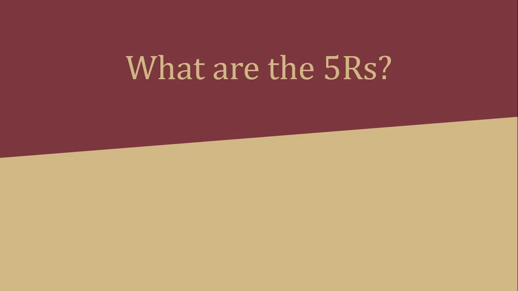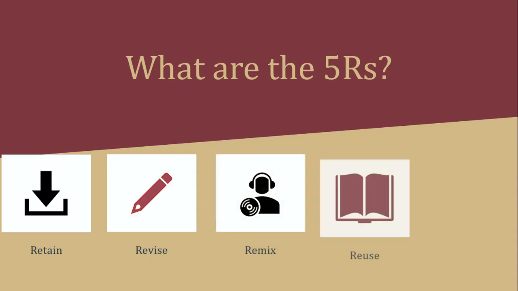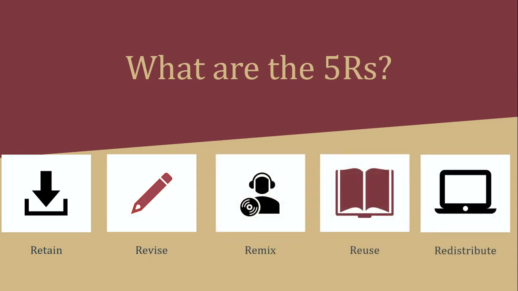Now, once we know what the different types of licenses are, which license is attached to the materials we're interested in, and therefore the usage rights associated with that license, we can start practicing the 5 R's. What are the 5 R's? These include retain, revise, remix, reuse, and redistribute. And these are all of the different types of tasks that you may be able to do with an open educational resource.